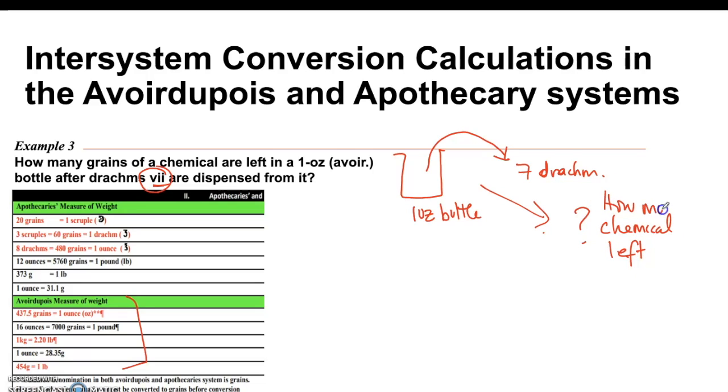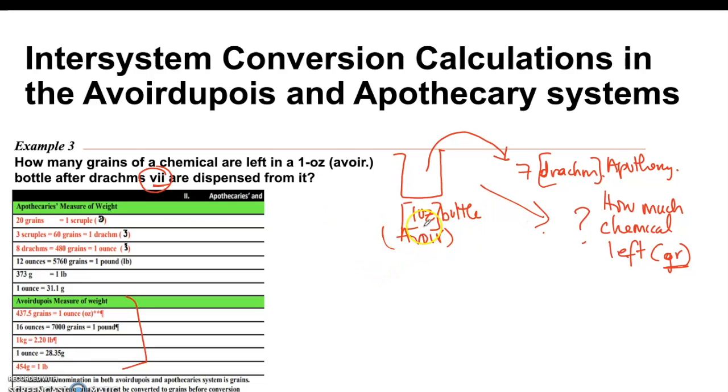Right? How much of it is left? And they want to know how much of it is left. They want to know how much of that is left in grains. So straight away, we know that we are working with the avoirdupois ounce and the apothecary dram, because avoirdupois does not have dram, and of course grain, which is common to both systems.